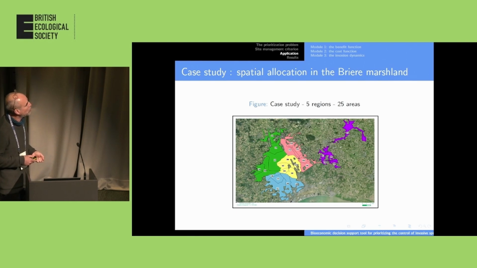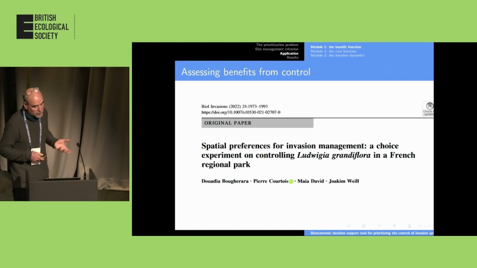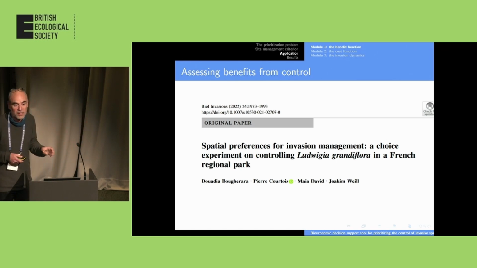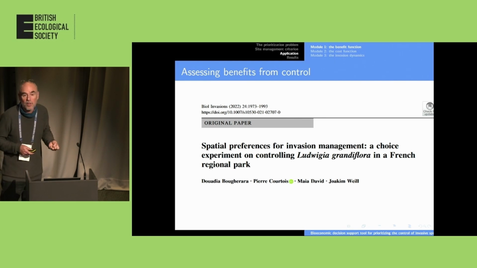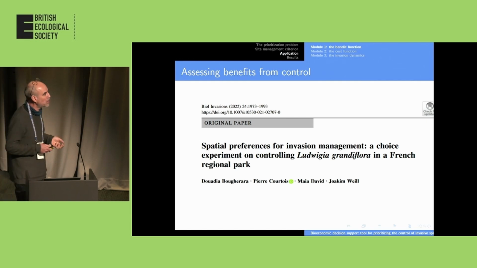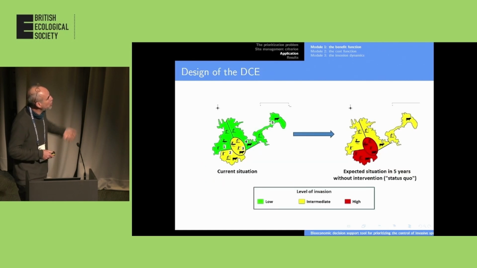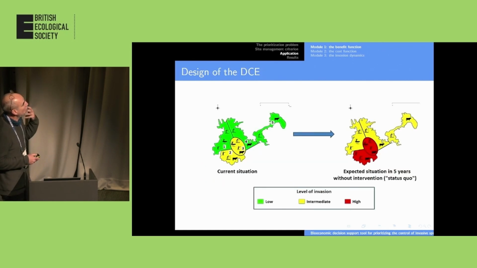So we divided the park into 25 areas. There are 5 main regions in the park, and we divided them into sub-regions, so 25 regions in total. As you notice, we've got lots of nice data on spread, lots of nice data on control costs, but no data on benefits. And what we thought was to measure the preference of people, whether inhabitants of this park had preferences whether to control the invasion in one area or the other. So we did this, this is called a choice experiment. We tried to assess the preferences of people for management in this park.